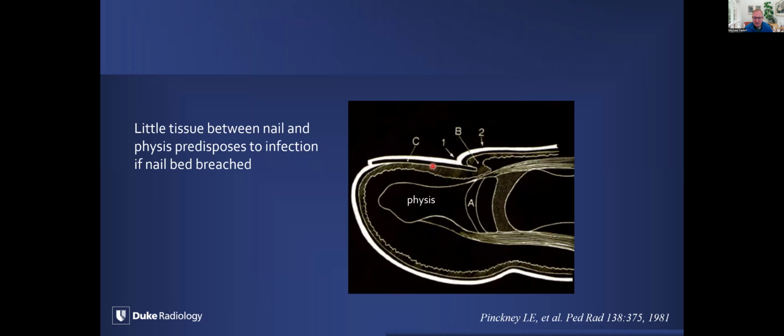metaphysis. So why are we worried about the nail bed? Well, between the nail bed and the bone, there's a very small amount of tissue. So if the nail bed is breached, there's a higher likelihood of post-traumatic osteomyelitis. So oftentimes in my report, I'll say injury to the nail bed, consider treating prophylactically with antibiotics for osteomyelitis. Even though we may not see a fracture of the underlying bone, if there's injury to the nail bed, we want to be careful because there's not much of a barrier between the nail bed and the bone itself for bacterial seeding for osteomyelitis.